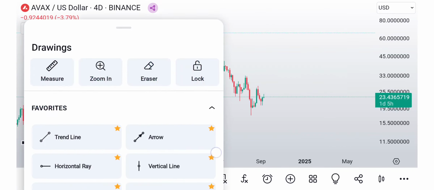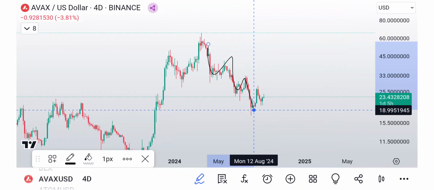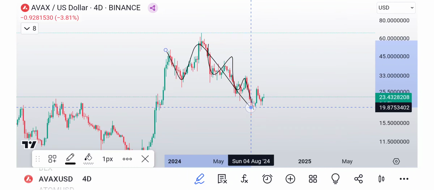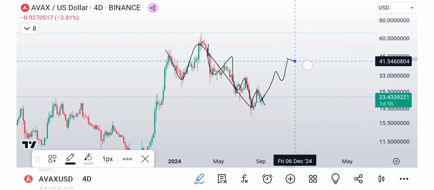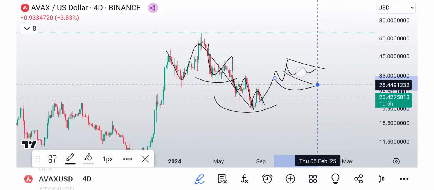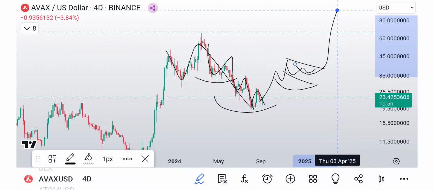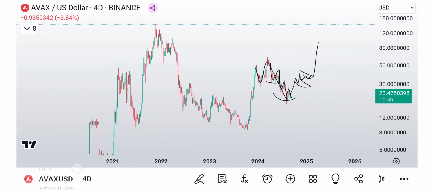AVAX, you can see an expanded flat, kind of like a 1, 2, 3, 4, 5, A, B, C, right? We have a 1, 2. Let's get 3, 4, and 5. Let's get back into the retracement level. We'll consolidate a little bit and then break up. I mean, that's the way I'm looking at it. Again, I could be wrong.